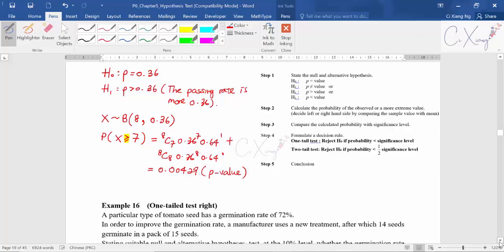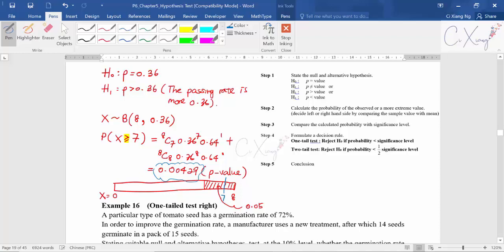Now I continue to step 3, where I will draw a diagram to help me. Usually I draw a simple bar chart that represents the probability, the area, with x values from 0 until 8. My rejection region will be on the right hand side because it follows the alternative hypothesis, a one-tail test on the right. This area is 0.05, which is the significance level given in the question. Then you put in the area for 0.00429, which is very small compared to 0.05, so you can simply draw a line here.